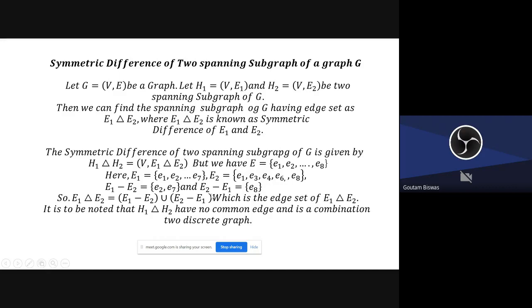But in case of E2 minus E1, you have to give preference to this set. E8 is the only element which is not here, so keep it. E1 is there, then E3 is there, E4 is there, E6 is there, so we are not concerned. Only E8 is not in E1, so keep it. Then construct these two.